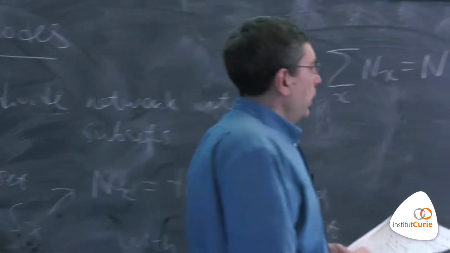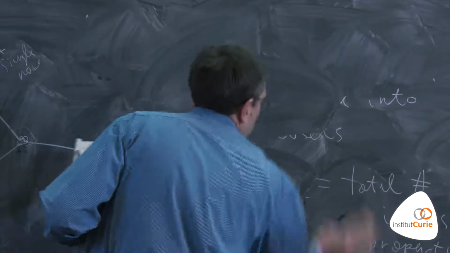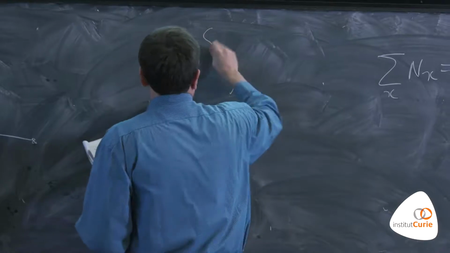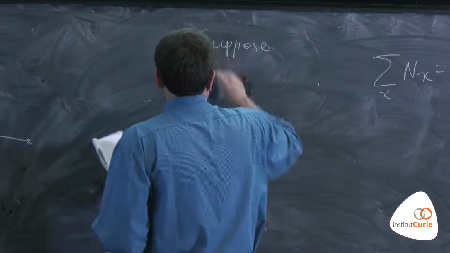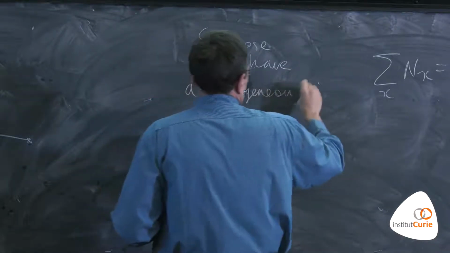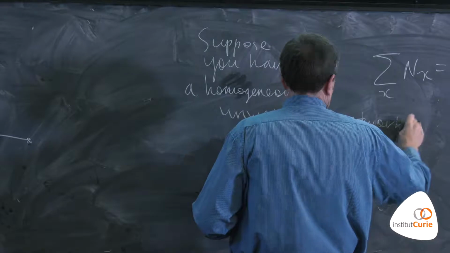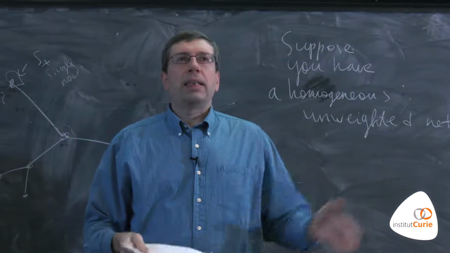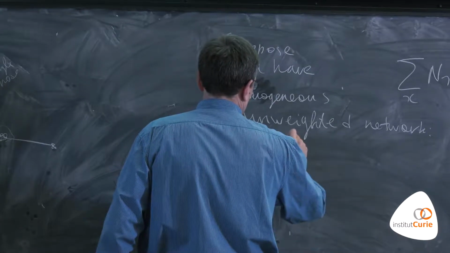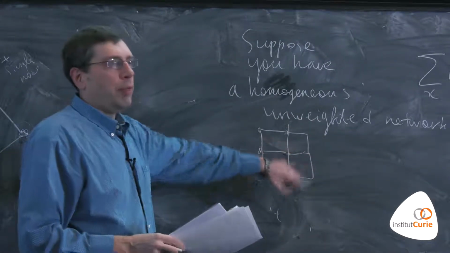So we can look at this for a simple example, just to make it more easily understandable. So suppose you have a homogeneous unweighted network, okay? Homogeneous means that everybody has the same number of links. Something like this. It's a lattice, if you will. Well, a lattice would have border effects, but you know what I mean, right? So for this node, there are 4 links, and that's it.